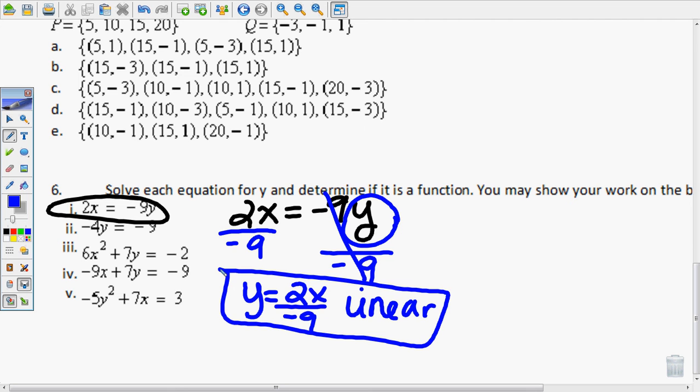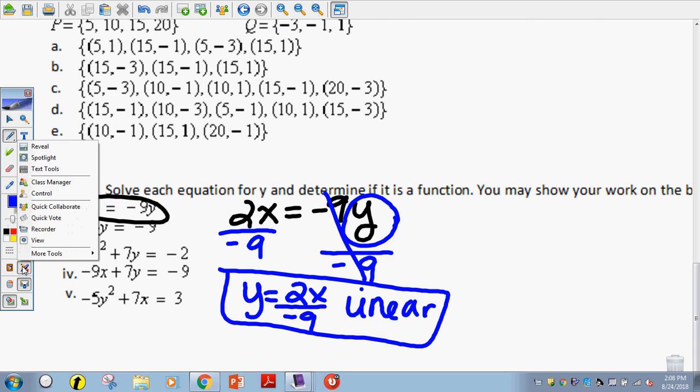So this is what you're working on for the remainder of the period. Then your exit ticket is what you're handing me as you leave. Number 6? No, the whole thing. So what you got?